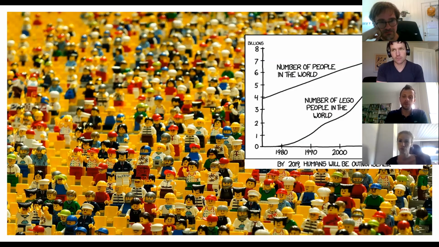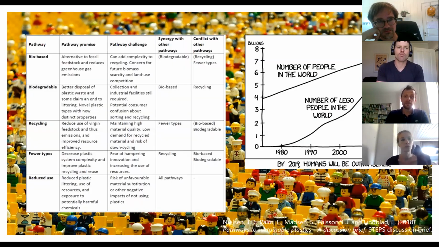Now, the point about including this plastic example is that we have a number of different potential pathways forward when we talk about a transition to a sustainable plastic system. Plastics can be bio-based, it can be biodegradable, we can become better at recycling, we can use fewer types of plastics, or we can simply use less plastics.